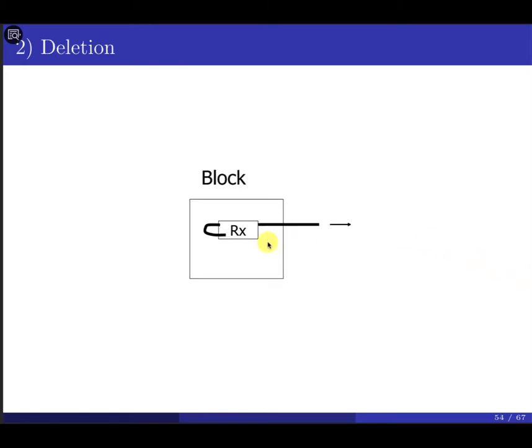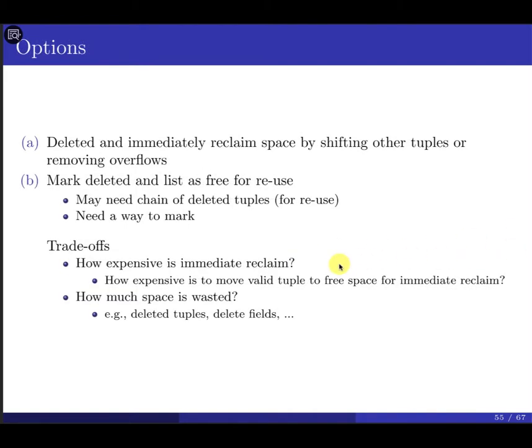Deletion. When you delete something, I think you are going to implement this in the coding assignment later. When you delete one record, you need to make sure that if there's another record that belongs to the record you just deleted, you handle that situation. Let's take a look at the simple case. Maybe I can delete and immediately reclaim the space, if no other record, for example, points to this record.